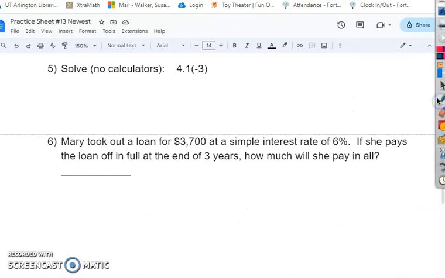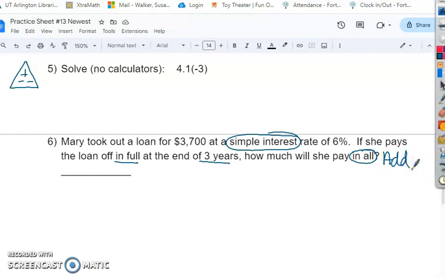I will also tell you this is a triangle problem, right? Because this is multiply. Okay, this is what we learned this past week. Mary took out a loan for $3,700 at a simple interest. There's the key word right there. Rate of 6%. If she pays the loan off in full at the end of 3 years, how much will she pay in all? So in all is like total. That means somewhere I have to add. Okay, I put all. Add.